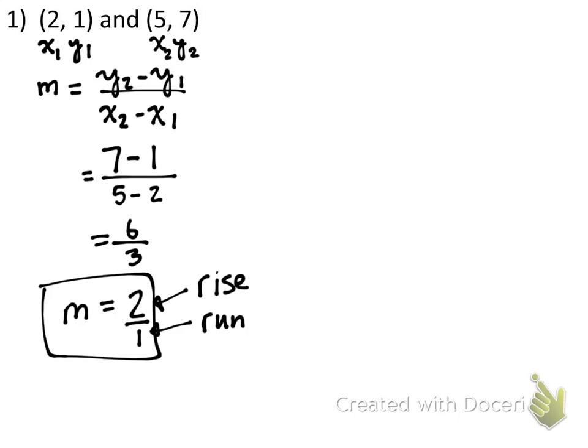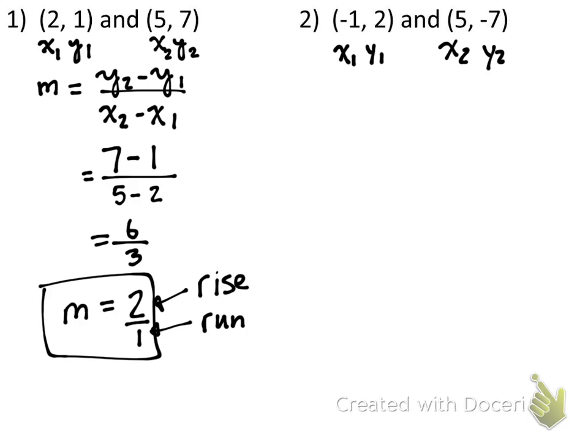Okay, number 2. Again, they give us 2 points, so we go to step 2. Identify all of our x's and y's. So this is x1, y1, x2, y2. And we identify it, and we substitute them into the formula of slope. y2 minus y1 over x2 minus x1.